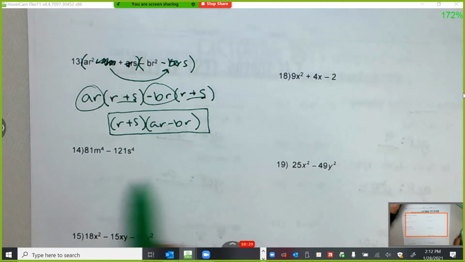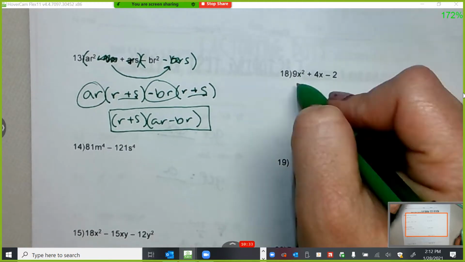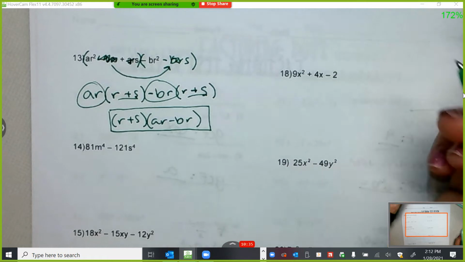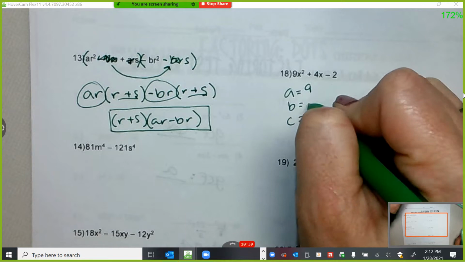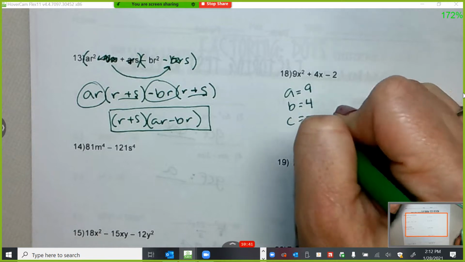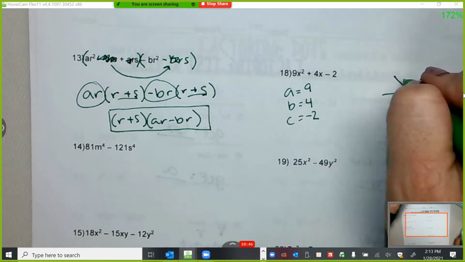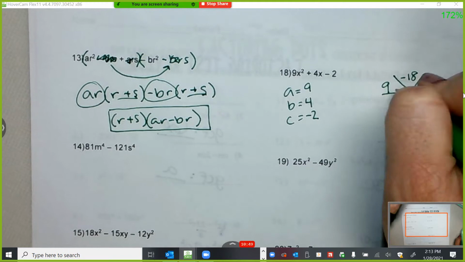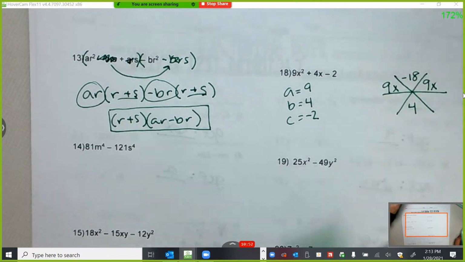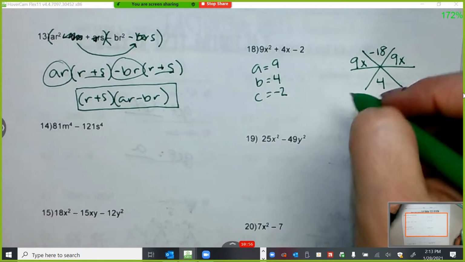I'm going to go side to side even though I know the numbering is not that way. Okay, here we have three terms. There is no GCF. They are in order. A is 9, B is 4, C is negative 2. A times C is negative 18, B is 4, AX, AX. What multiplies to give me negative 18 but adds to give me positive 4?